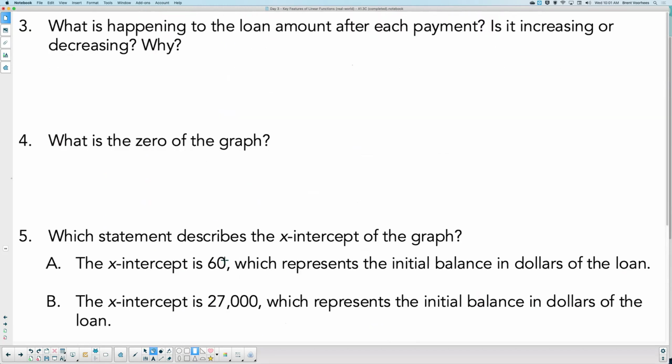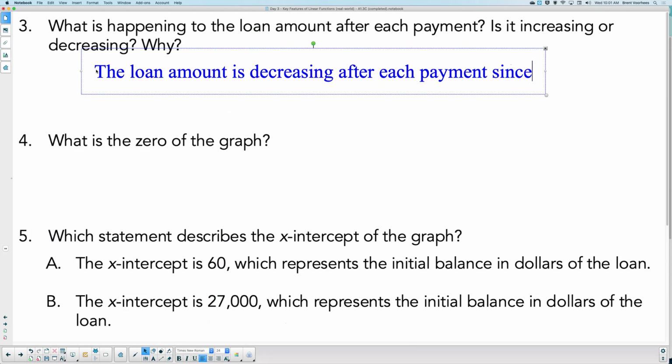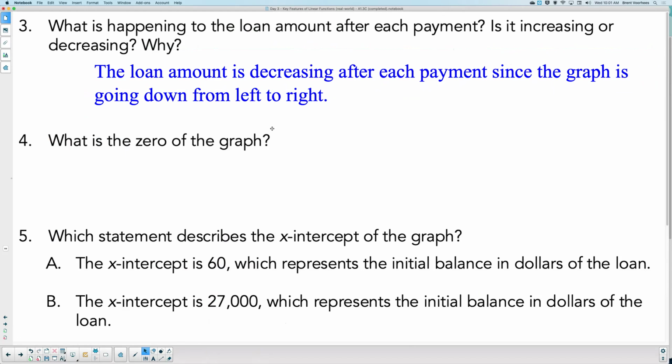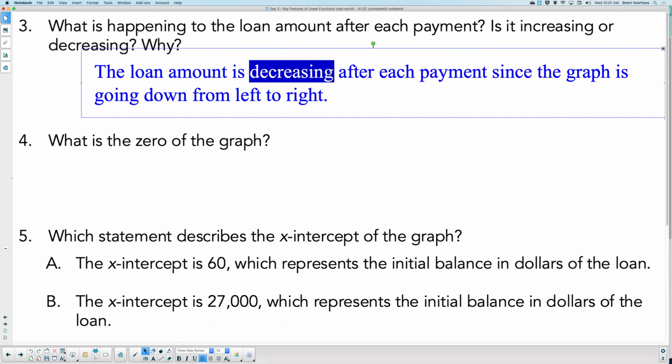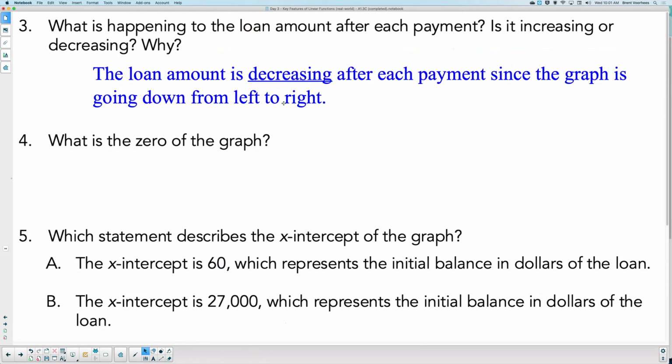Decreasing. How do you know it's decreasing? Because the graph is going down. The loan amount is decreasing after each payment. And how did you know that? Since the graph is going down from left to right. Since I have more room to write, I'm going to put that in there: from left to right. You always go from left to right. And you're 100% correct. The graph is decreasing. That's the key word there. It is decreasing because the graph is going down as you look from left to right.